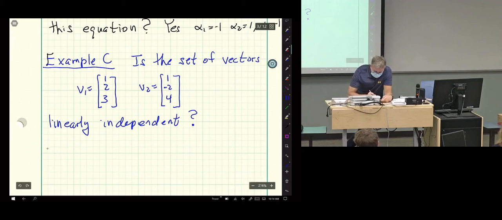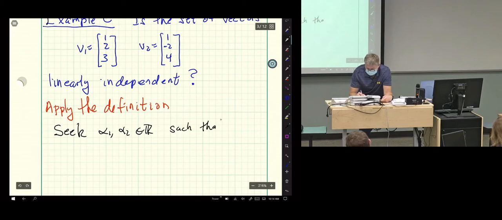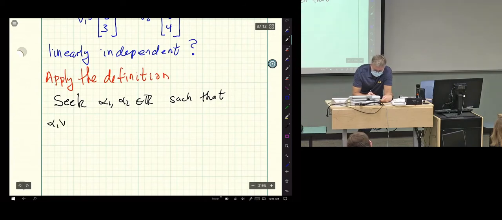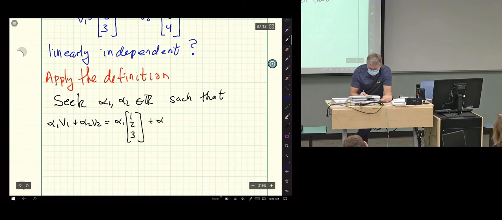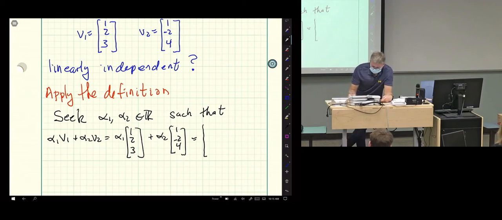Okay, so we're going to apply the definition, just like we did with E1 and E2. We seek alpha 1, alpha 2 real numbers such that we want to take alpha 1 times v1, alpha 2 times v2. So that's alpha 1, and my vector was 1, 2, 3, plus alpha 2, and my other vector was 1, minus 2, 4. Let's add those up, and then we'll write down 0, 0, 0.